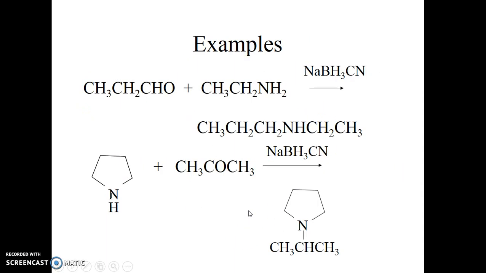Here's another example, treating an aldehyde with a primary amine, then treating with sodium cyanoborohydride. Look what we get. We end up getting the secondary amine. Here, these become an alkyl group on the nitrogen, and then we have that alkyl group already there, right here. If I treat acetone with pyrrolidine, I make the enamine. Sodium cyanoborohydride reduces it down to this tertiary amine then.